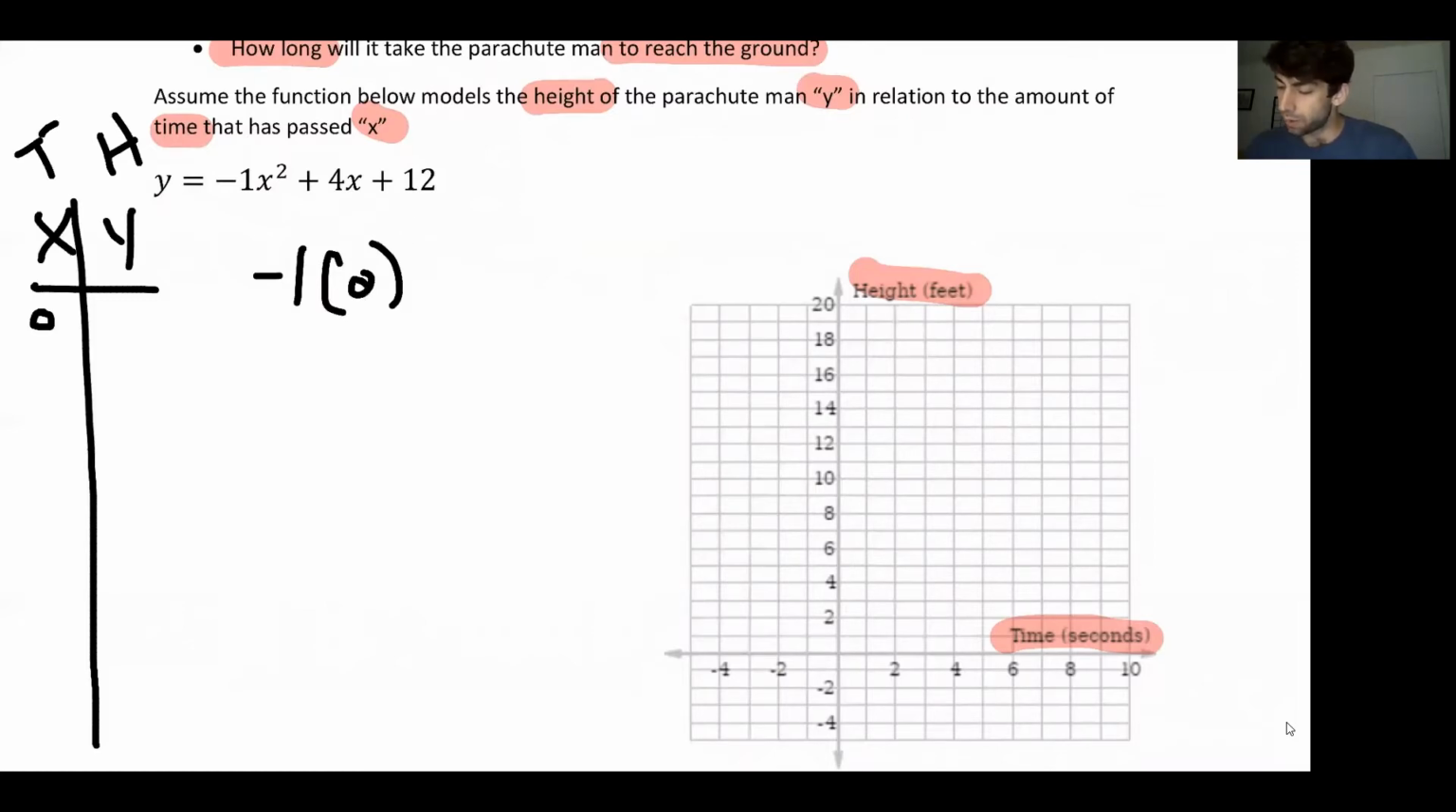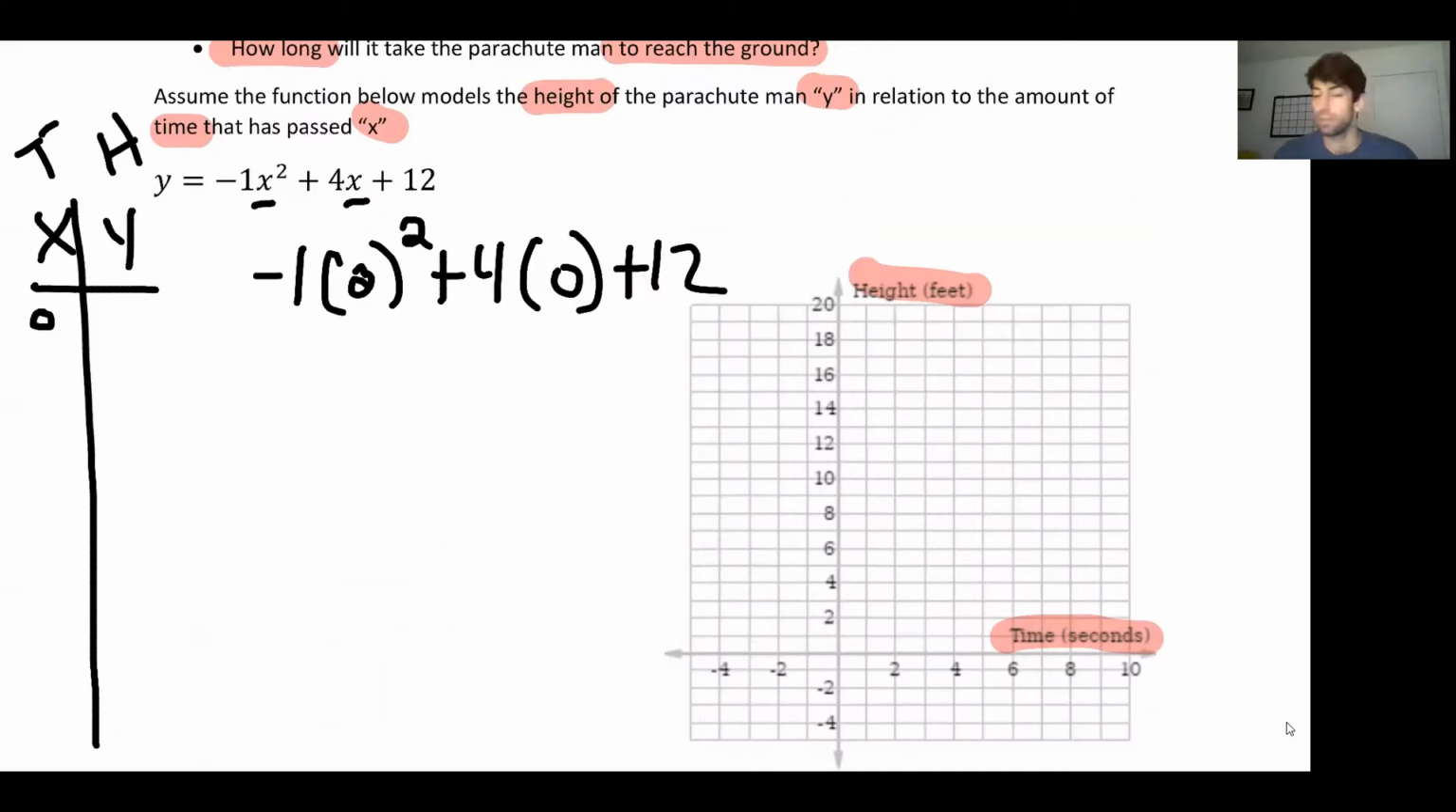We plug 0 in for both x's, for that x and that x, because there are two of them. We have to put the 0 in for both. Now we just have to do the math and figure out what we get, and whatever we get will be the value of y over here.